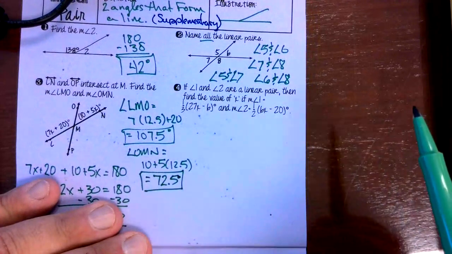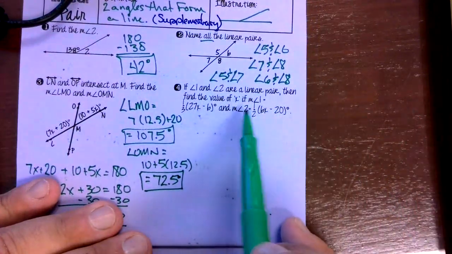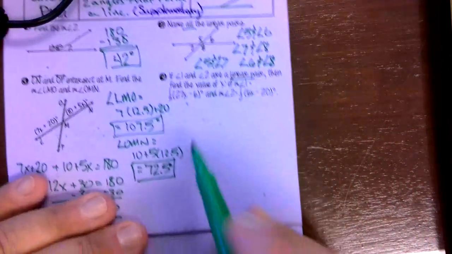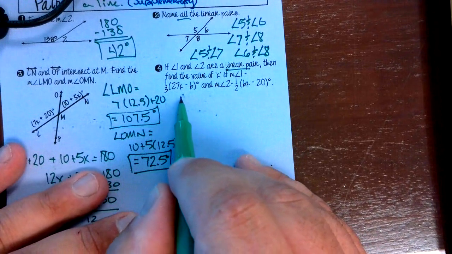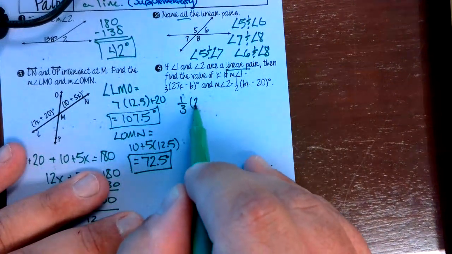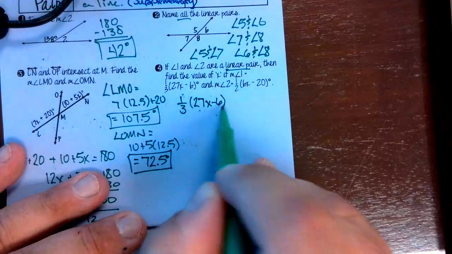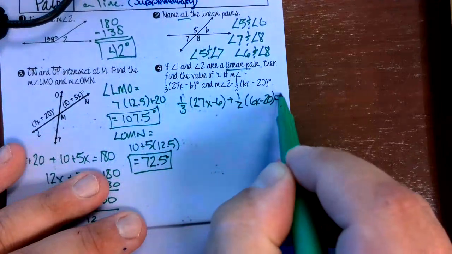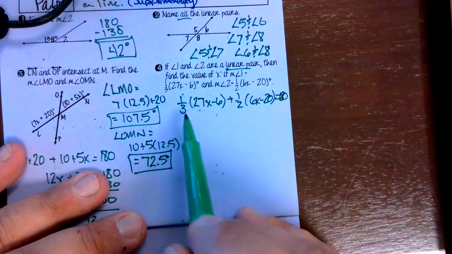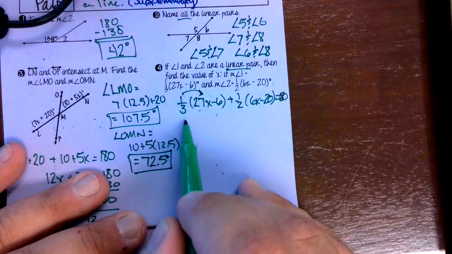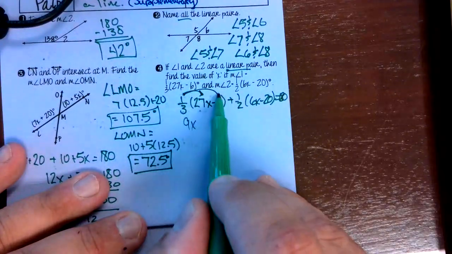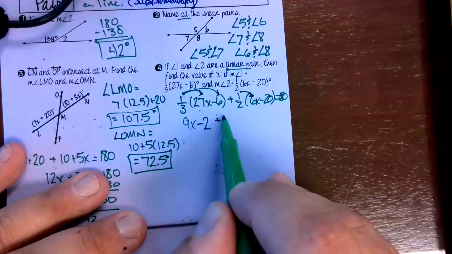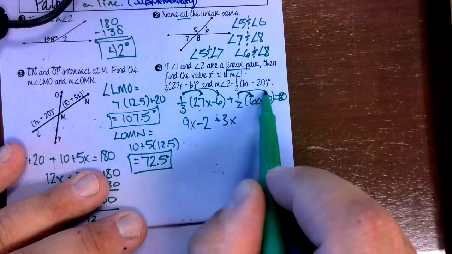This example, number 4. They're a linear pair. I want to find the value of x. Linear pair means they're supplementary, so they add to 180. Just add them up. Equals 180. Then it's distributing. 1/3 of 27 is 9x. 1/3 of 6 is 2. Half times 6. Half times 20.